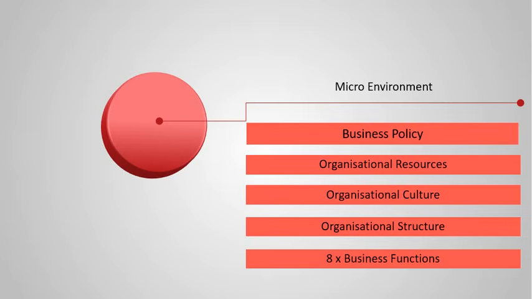And then lastly are the eight business functions. And I'm not going to tell you what those functions are now. We'll learn about them later. So remember, the micro environment is the smallest environment. It is the internal environment, and you have full control over all of these things.